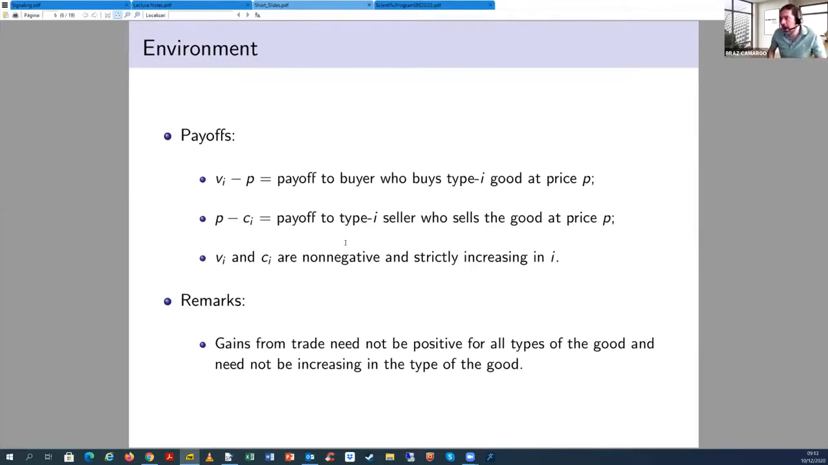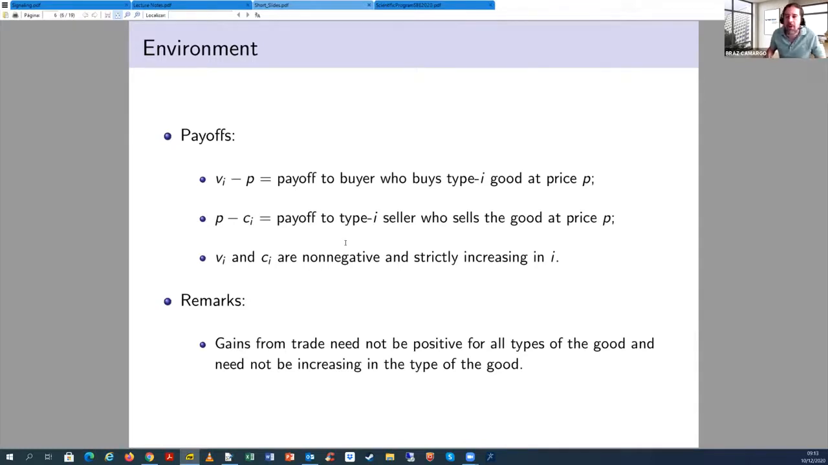We assume here that Vi and Ci are non-negative and strictly increasing in I. So there's a sense in which goods of higher type are of higher quality, meaning that buyers have a higher valuation, and at the same time, sellers have a greater opportunity cost of parting with them.